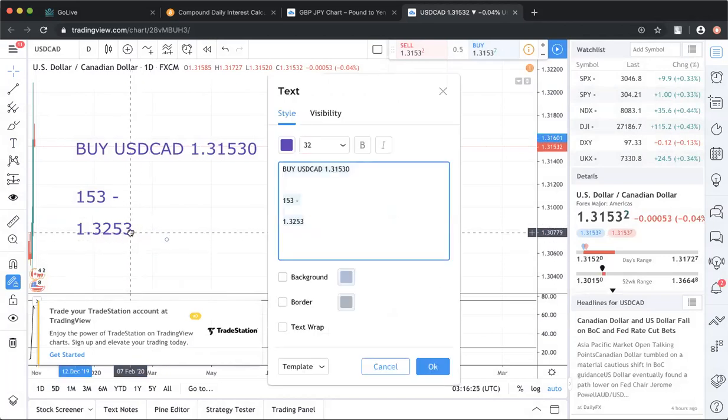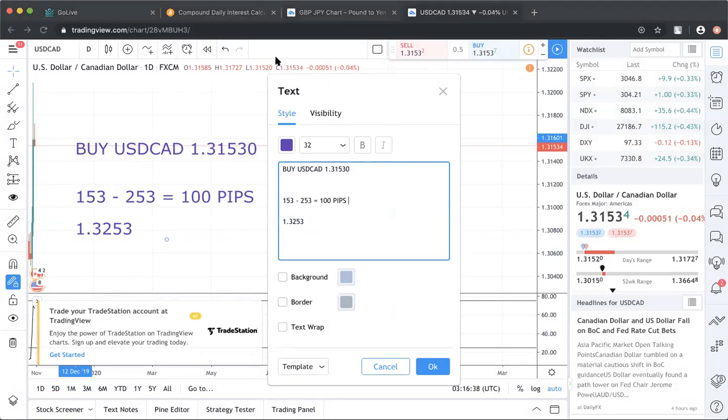You're going to see what the difference is. 453 minus 353. So the difference in this example is 100, right? So this is 100 pips. That makes sense to everybody? We focus on the 3 numbers, boom. And then you just get the difference, and that's how many pips it is.